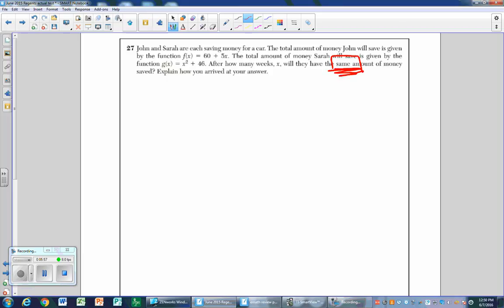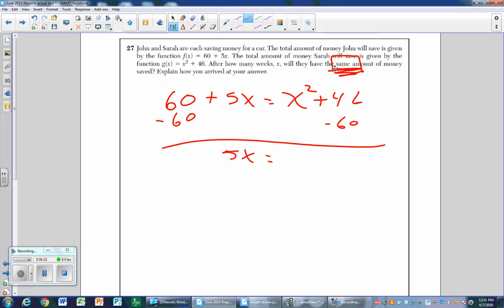See this word? Same. Same means equals: 60 plus 5x equals x squared plus 46. If they say solve this algebraically, this is how we have to do it. I'm going to move everything to the x squared side. Now move the 5x over.